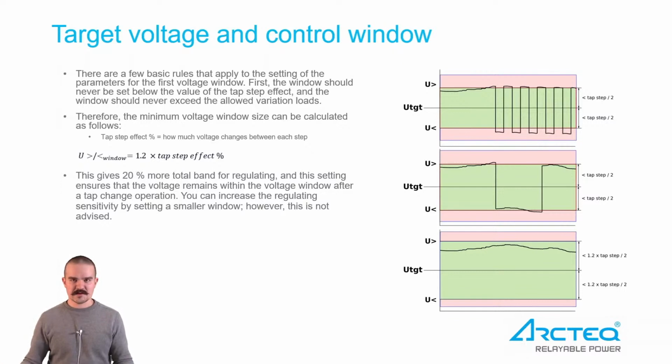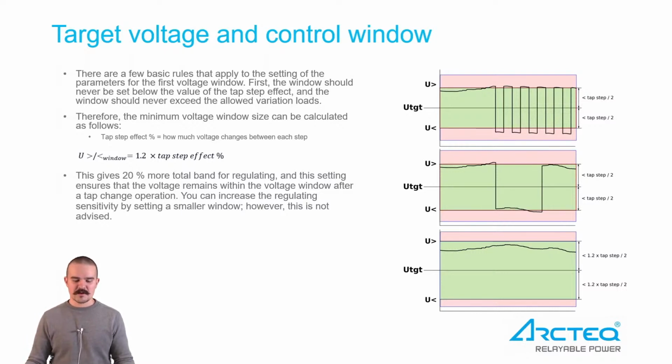And the window should never exceed the allowed variation loads. So therefore, the minimum voltage window size can be calculated like this. We take that tap step effect, again, how much does the voltage increase or decrease every time that we increase or decrease the winding in the tap changer, and then we multiply it with 1.2. So this gives us 20% more dead band for total band for regulating, and this ensures that the voltage remains within the voltage window after tap change operation.